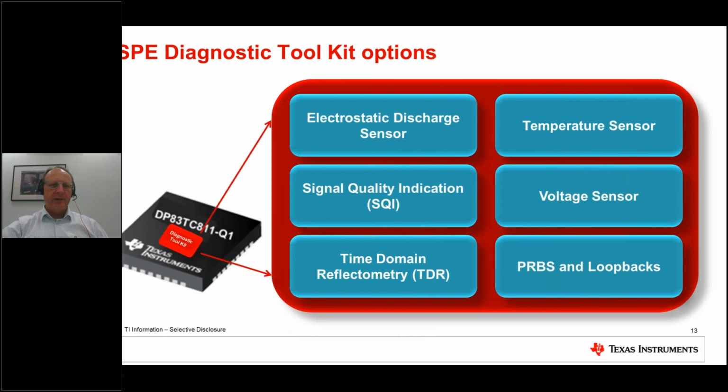Diagnostics. All these PHYs have diagnostics capability. Here's a list from the 100 megabit single pair Ethernet PHY. There is an ESD sensor, there is an online quality monitor, there is link detection. So you basically measure whether the wire has a short or an open and where the wire is open, which is when the link goes down. There is a temperature sensor, voltage sensor, bit error rate tester and loopback modes.